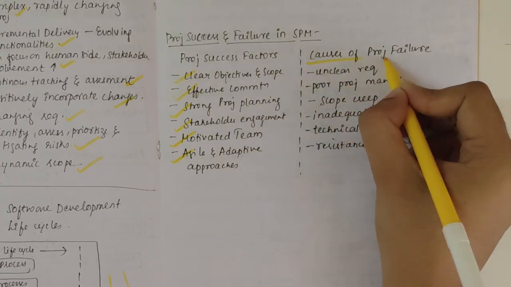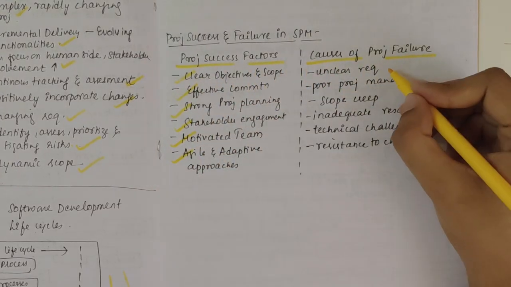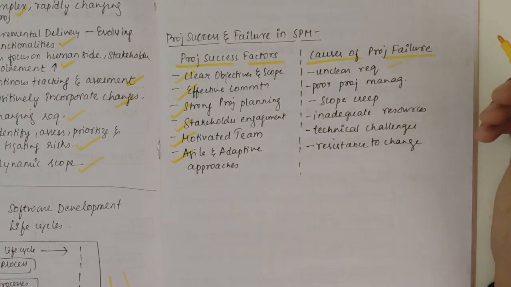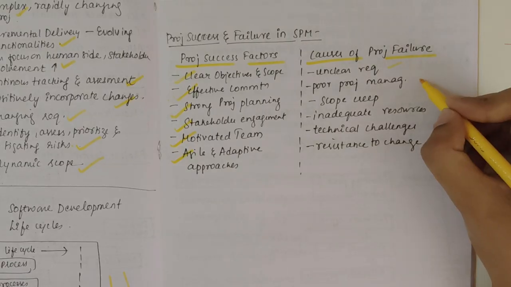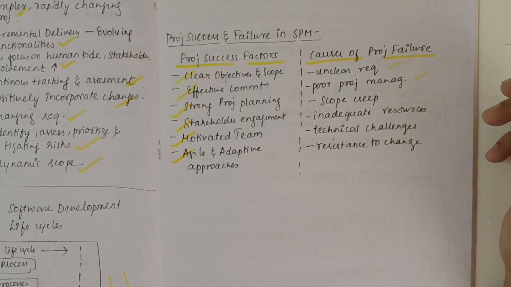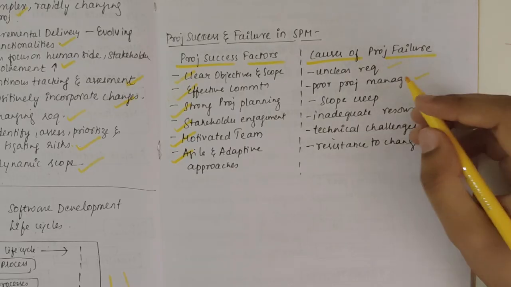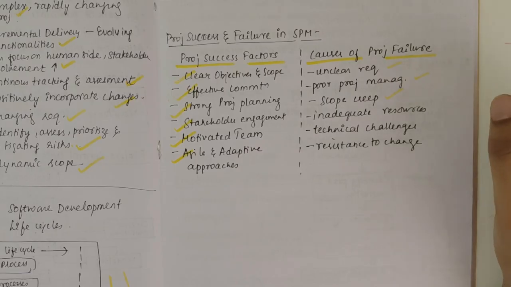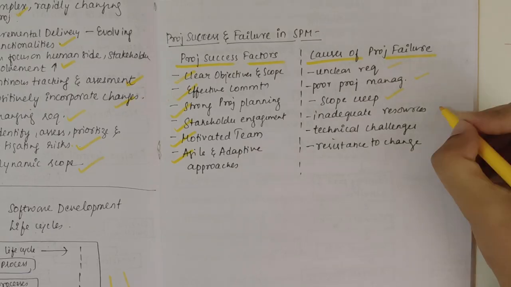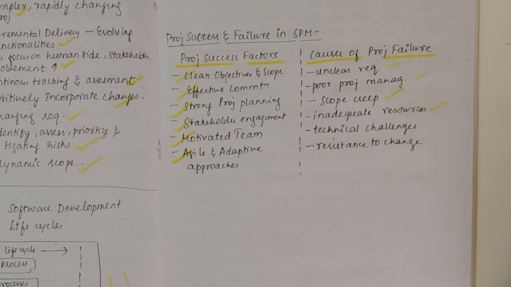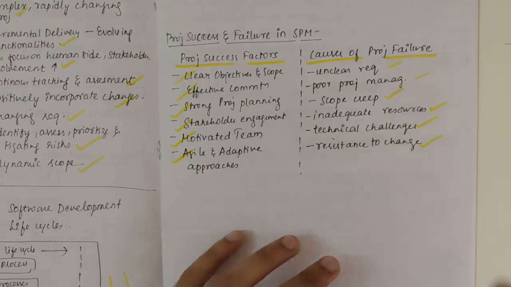What are the causes of failure? Looking at the causes of failure: unclear requirements. Requirements are not clear from the stakeholder side, or we have not written them down properly. Poor project management. So the management aspect is not clear in this. The scope is not properly defined. Then we have inadequate resources. Resources are not allotted properly. Then we have technical challenges. While working on the coding part or development part, there are some technical challenges. And then we have resistance to change. That is, I am not ready to change. Once a project is allotted to me, in the intermediate process if you say change this, I won't be able to inculcate it. That's when failure can happen.